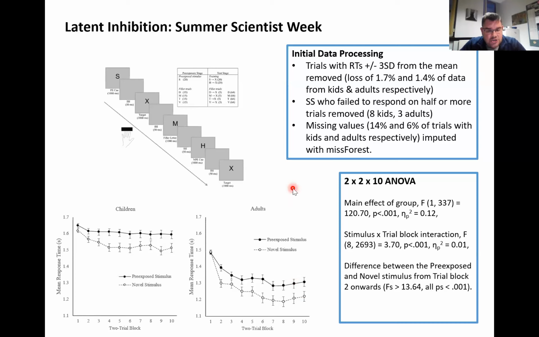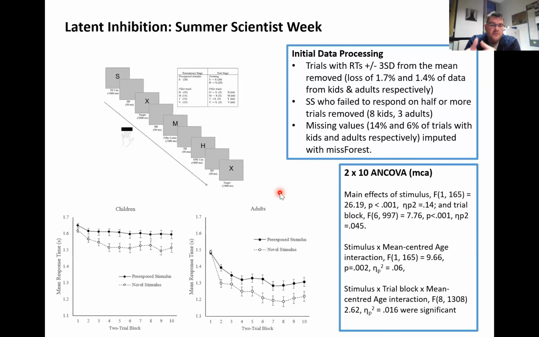The stats essentially show that adults are responding more quickly than children, which is no surprise really, and that there was a stimulus by trial block interaction, so that the difference in response times was significant from trial 2 onwards in both the children and the adult data. So that just provides an overall characterization of what the response time looks like as training progresses. More interesting, however, is to ask the question, does this effect vary with age in the group of 175 children?